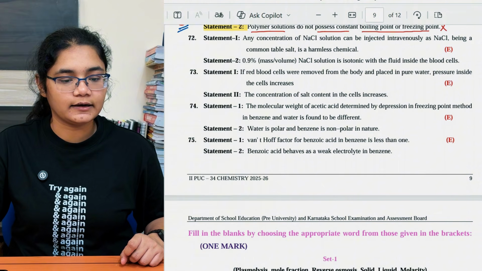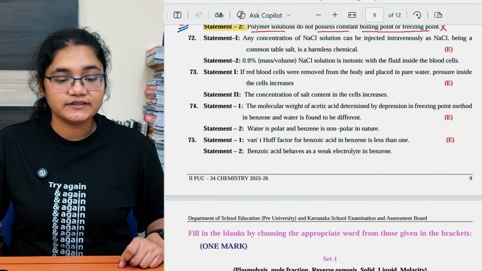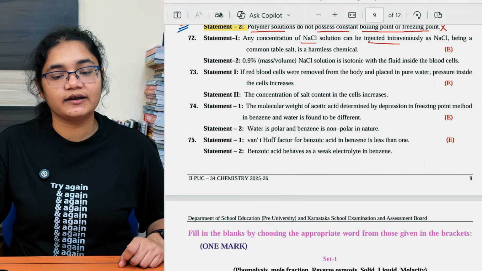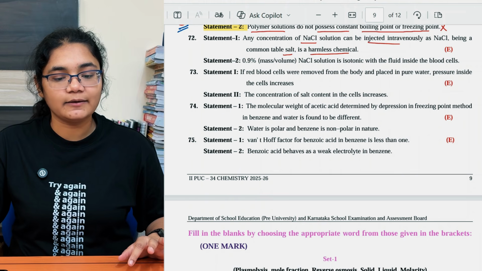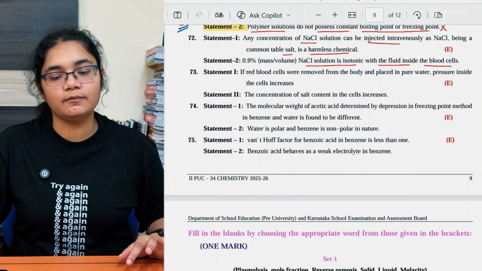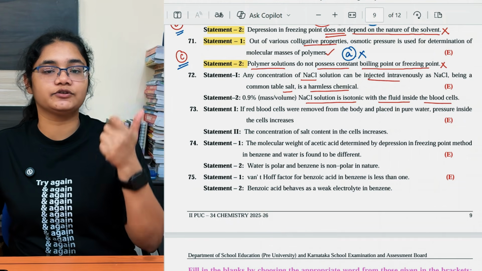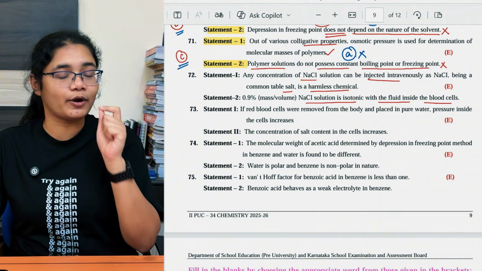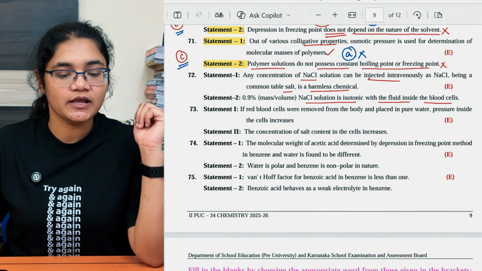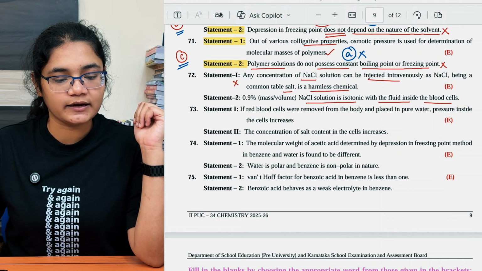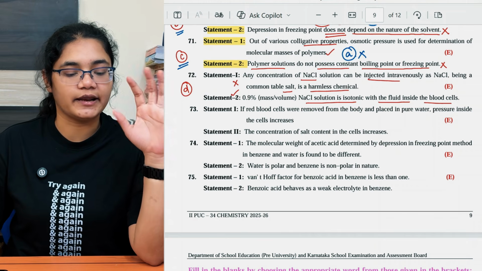One second, let me just change the ink. Any concentration of NaCl solution can be injected intravenously, being a common stable salt is a harmless chemical. 0.9% NaCl solution is isotonic with the blood. See, any solution cannot be added. We need to add an injection which is isotonic with our blood. So 0.9% NaCl solution is the only one safe for human injection. So statement 1 is incorrect, but statement 2 is correct. So it has to be option D here, which is the correct answer.